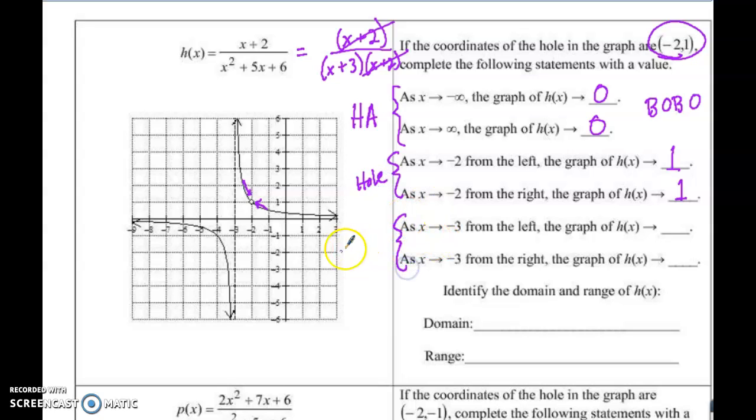And then this one you'll see is a vertical asymptote. On the left side it's going infinitely down, so that's -infinity. And then on the right side it's going infinitely up, it's positive infinity. That's a terrible infinity sign. Don't judge me.